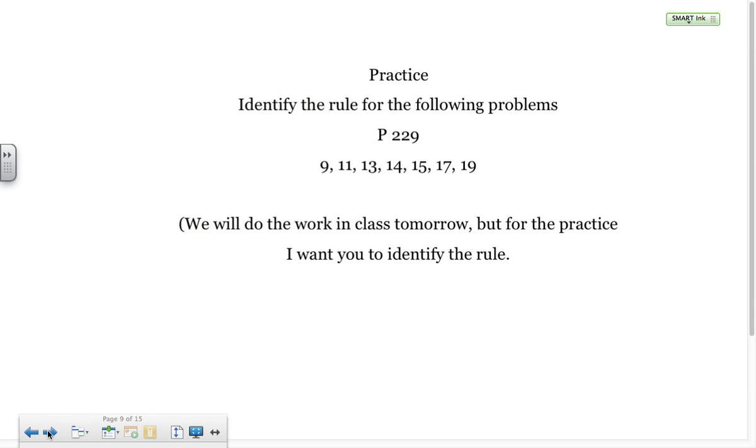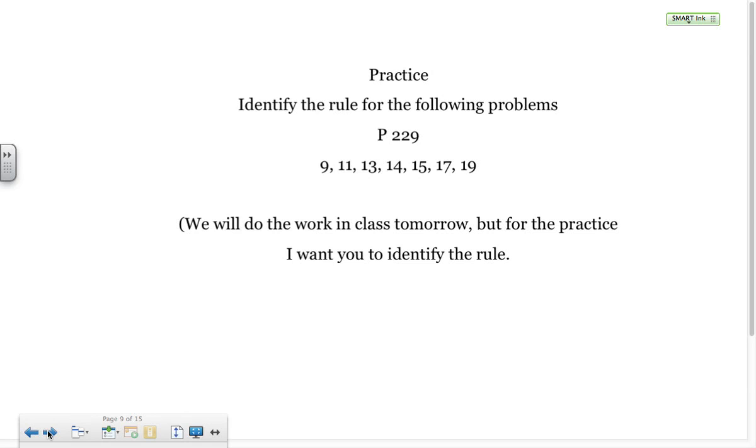So what I would like you to do, all right? I want you to look in your book, and you have the books online, okay? The end of chapter 4, on page 229. And I want you to look at these particular problems, 9, 11, 13, 15, 17, and 19. And all I want you to do is read the problem and identify the rule. If you don't have time to do all of them, at least do 2 or 3 of them, okay? Just so that we have something to talk about tomorrow.